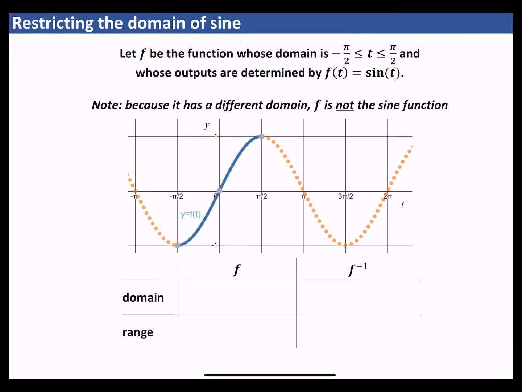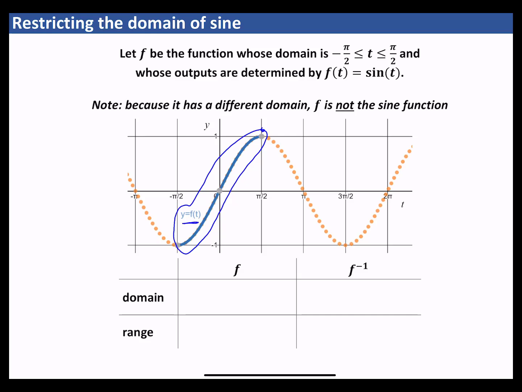Let f be the function whose domain is all t values between negative pi over 2 and pi over 2 inclusive and whose outputs are determined by f of t equals the sine of t. We see in this graph that the sine function is the dotted graph and that f of t is only the solid piece of the graph. Note, because it has a different domain, f is not the sine function.